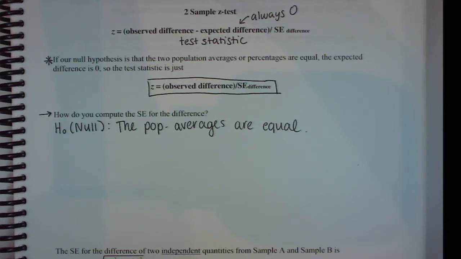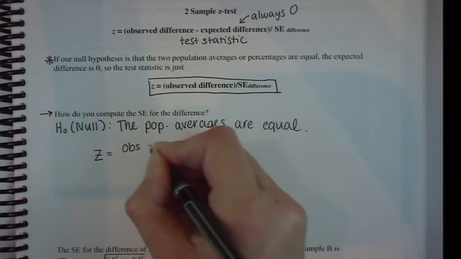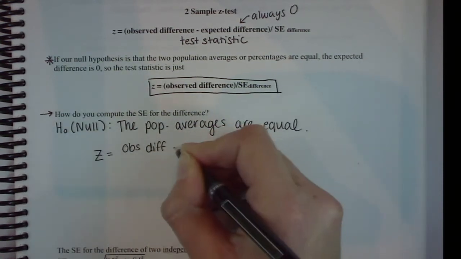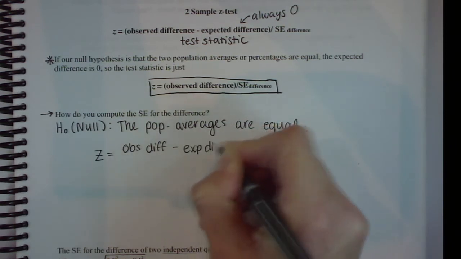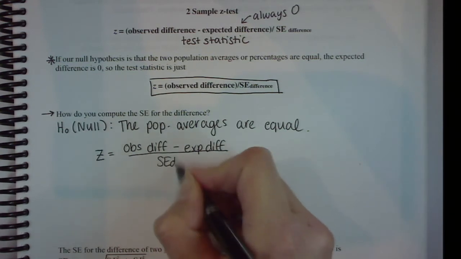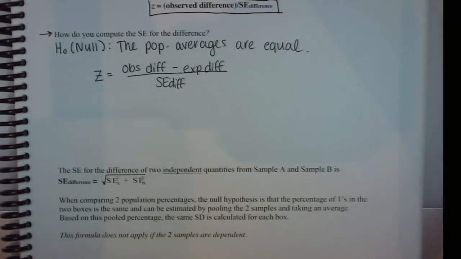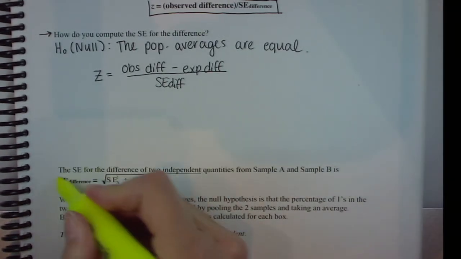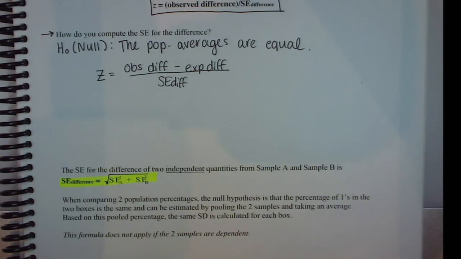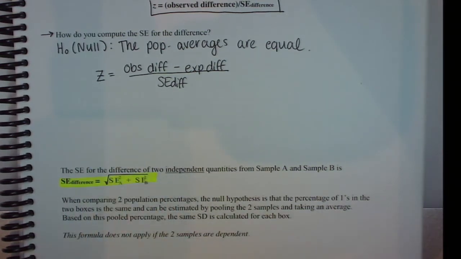So for our test statistic, z, I'm going to take my observed difference minus my expected difference, which is 0, divided by the standard error for the difference. And the way we're going to calculate it is like this. Unfortunately, you can't just subtract the two standard errors. That has to do with the square rooting in the formula for standard errors. So instead, we have to square them first, add them together, then take the square root.